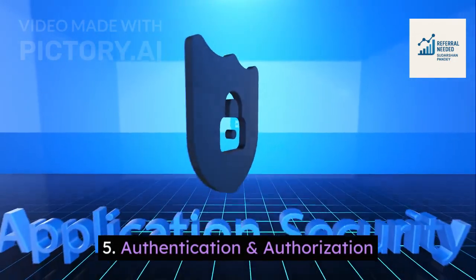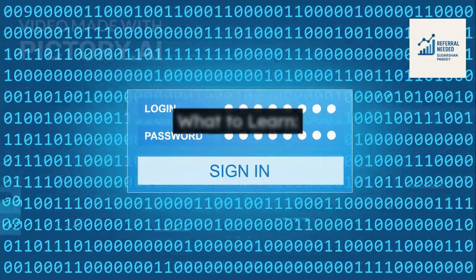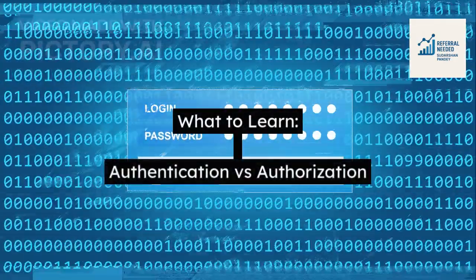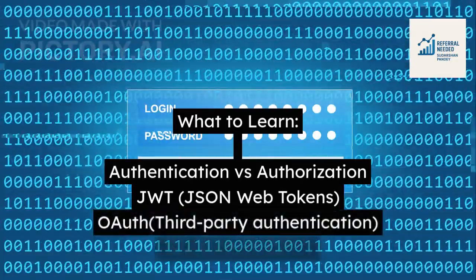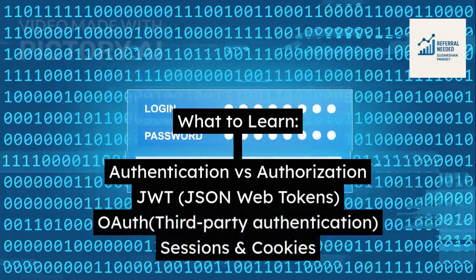5. Authentication and authorization. What to learn? Authentication vs authorization: JWT, JSON Web Tokens, OAuth, third-party authentication, sessions and cookies.